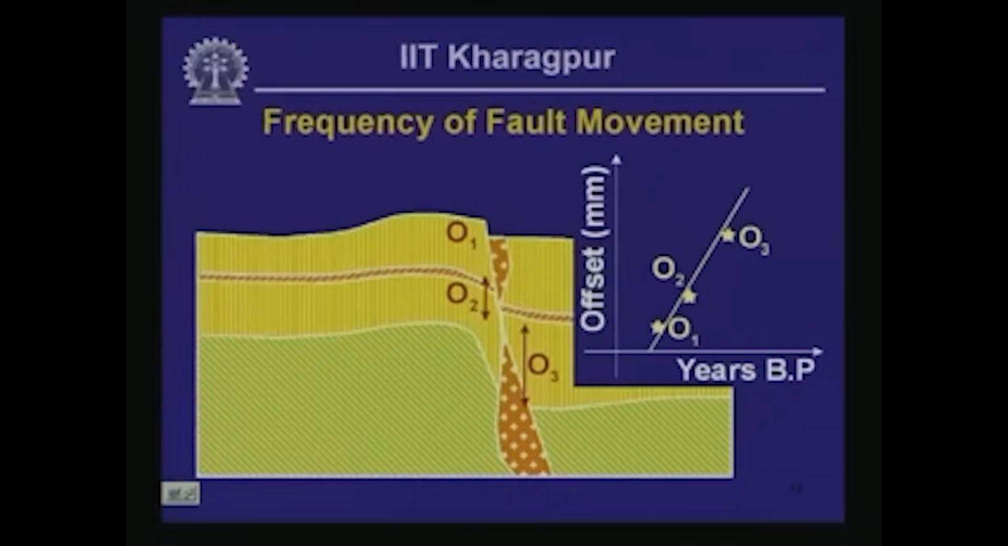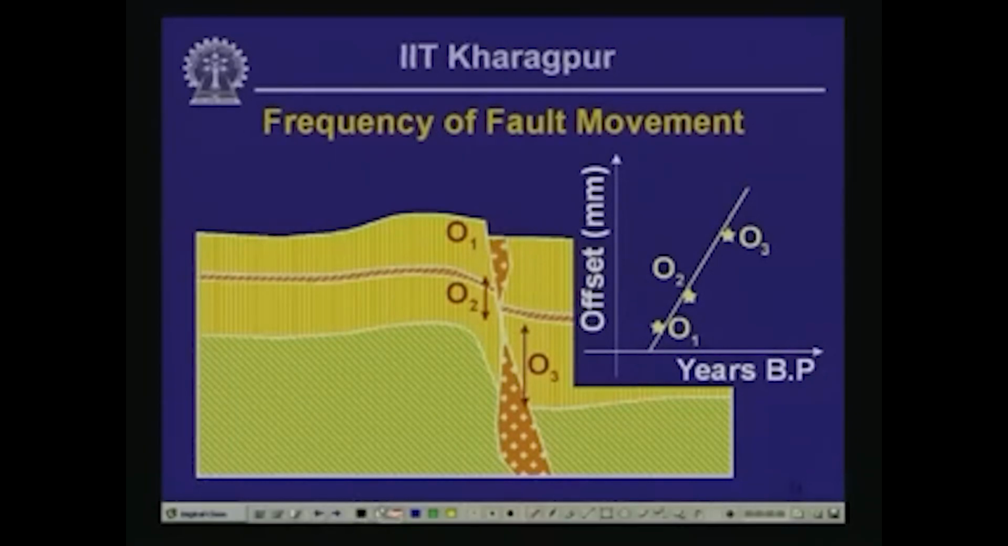of the offset O3. So if the offsets are plotted against the timing of the offsets, then we can find out the recurrence interval, the interval before which the fault is likely to get moving once again. That interval in this particular case is this time distance. This time t is the recurrence interval of this particular fault. So it is going to move once every t years.